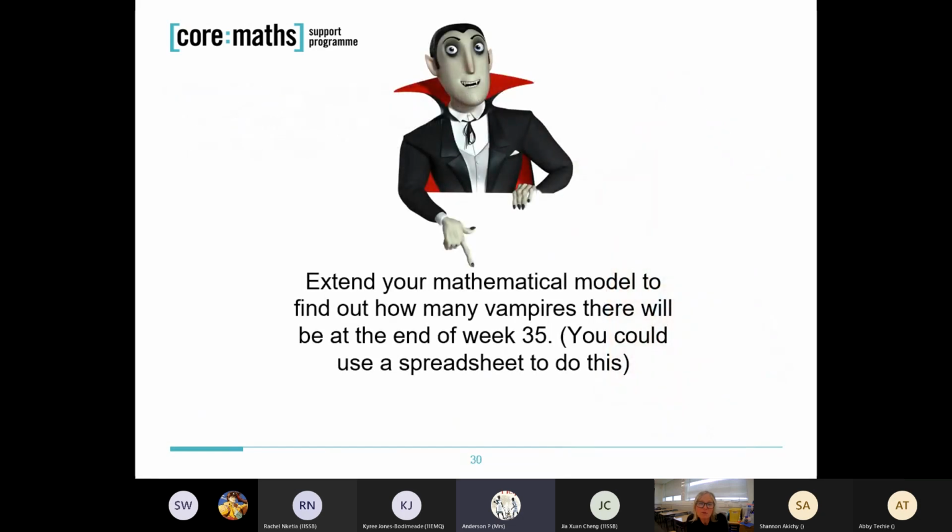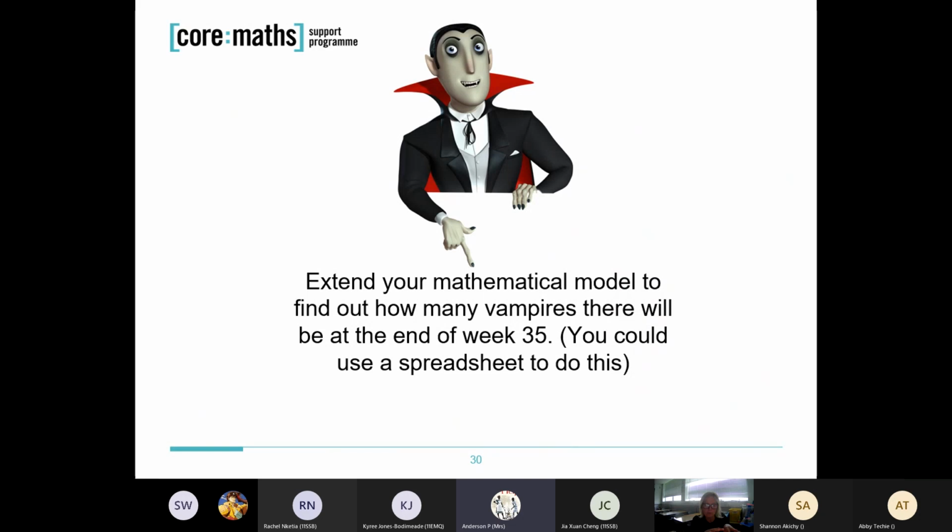Okay. So you might be able to extend your model to find out how many vampires there'll be at the end of week 35, okay? So you could use a spreadsheet to do that, for example, if you want to do the math. It's a really powerful tool. I don't know how many of you have already got some experience with it, maybe many of you have. But it's basically like a giant calculator, I suppose. But you can create formula to almost do anything.